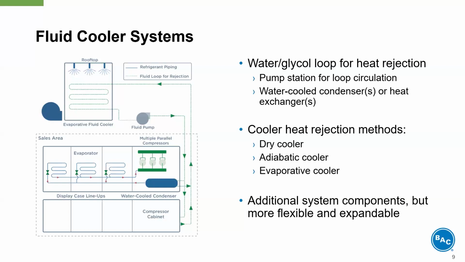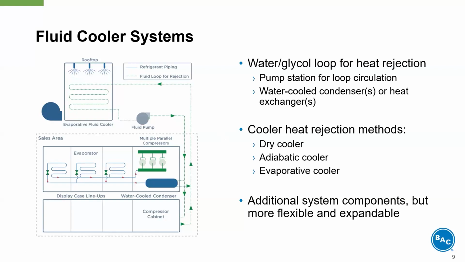So in this way, it's very much like a micro distributed system. And one of the benefits of going with this type of system is that it then opens up a few more options for what your heat rejection equipment might look like. There are dry fluid coolers, adiabatic fluid coolers, and of course, evaporative fluid coolers.